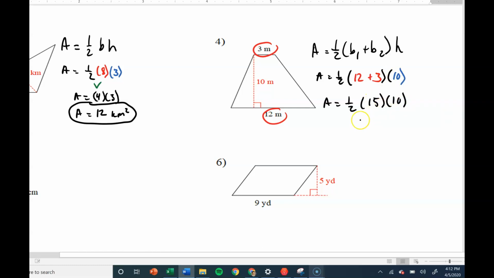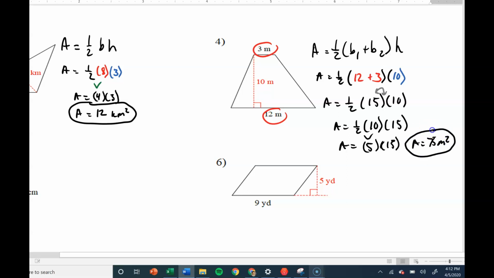And then if I were you, I'd reorganize this stuff, because taking half of 15 is going to give you a decimal, so why not just do area is equal to 1/2 of 10 times 15, right? All you're doing is flip-flopping these 2 guys, because you could use the commutative property of multiplication. And now it's a lot easier to say area is equal to half of 10, or 10 divided by 2, is 5 times 15. And so your area in this case is going to be equal to 75 meters squared. So that was a trapezoid, all right?